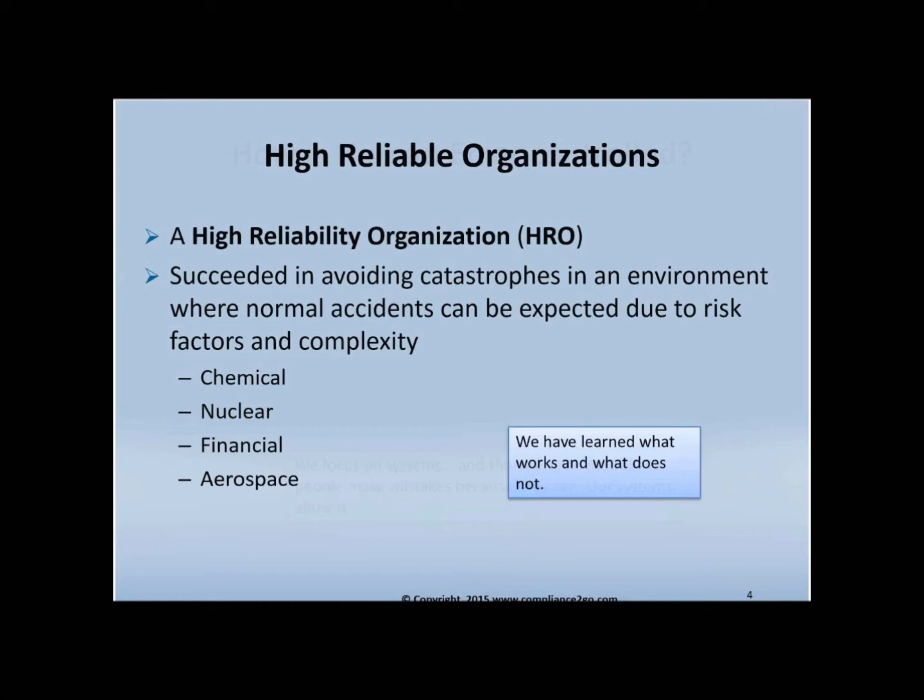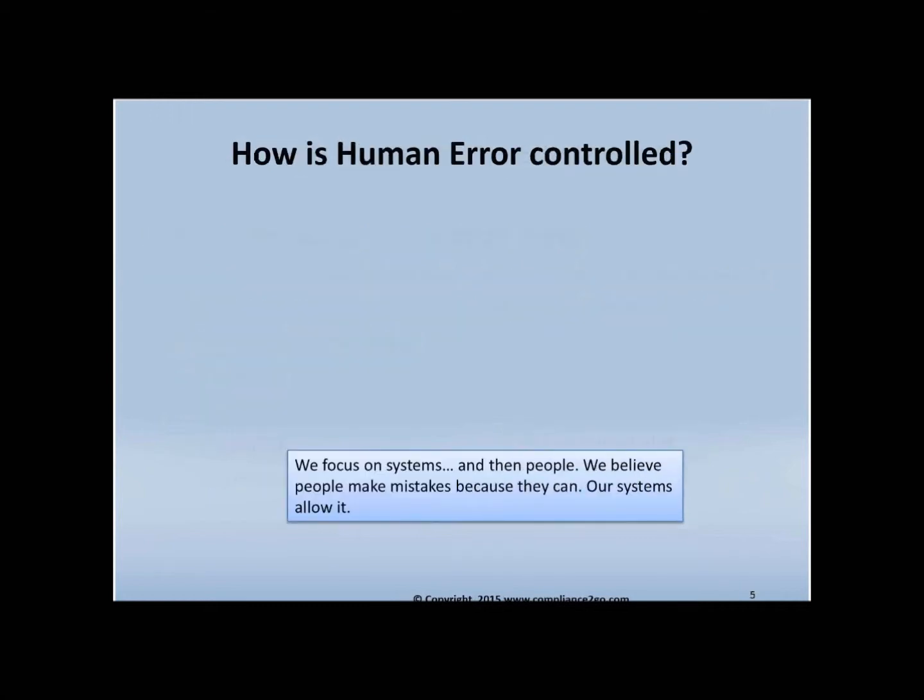So we have learned what works and what does not work in terms of comparing our conditions to other types of industries. What you're going to see today, again, is a methodology that has been created and modified to make sure that we comply with GMP regulations across the world and that we evaluate more quality-based situations instead of safety-related situations. So how is human error controlled?